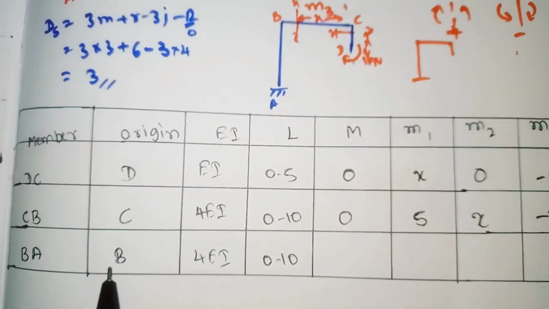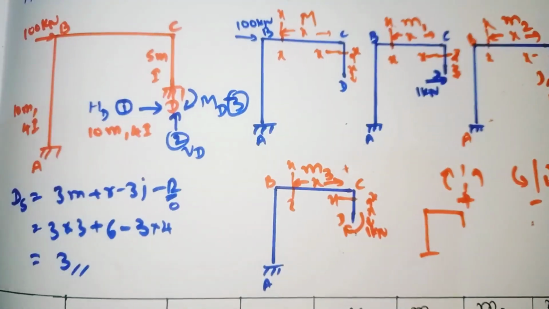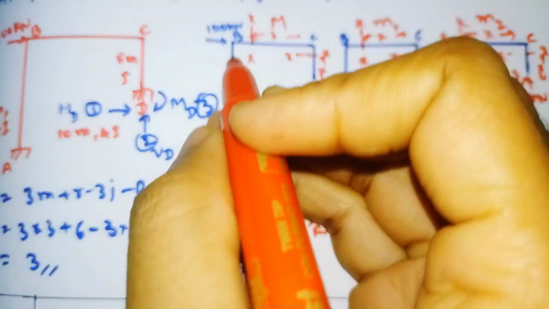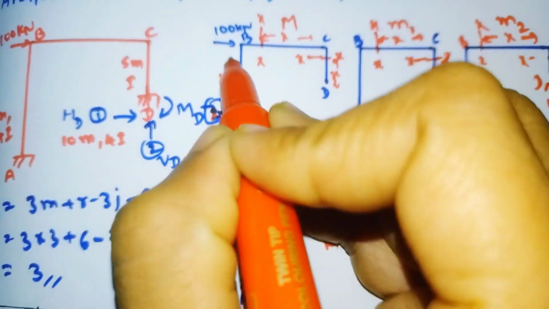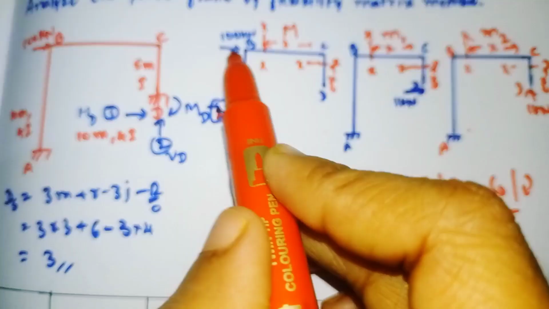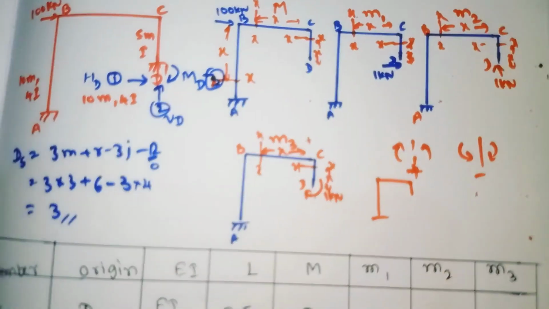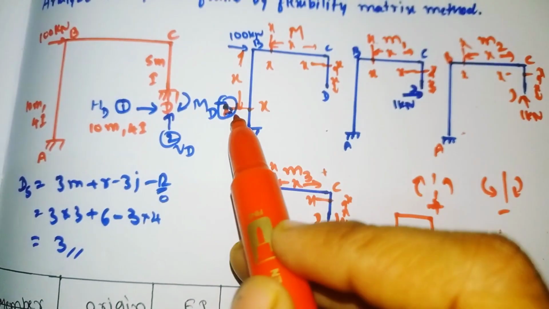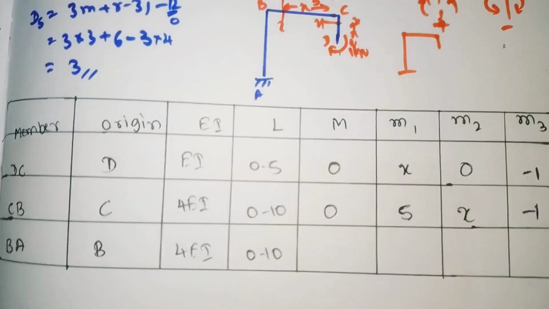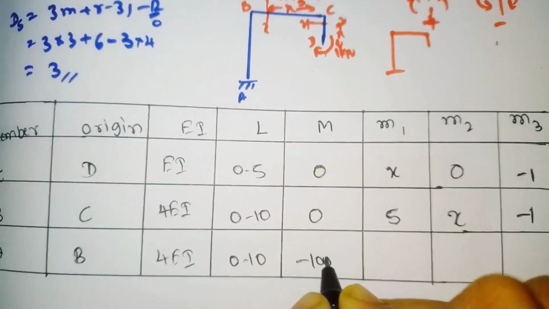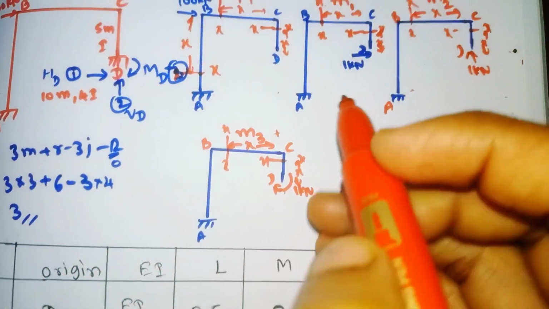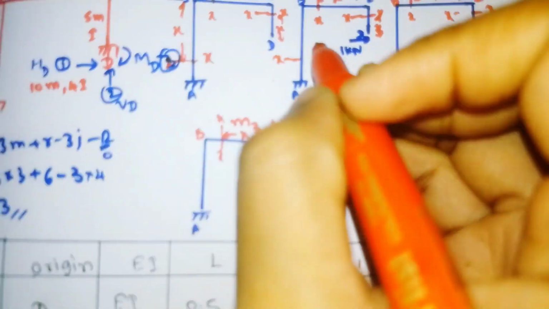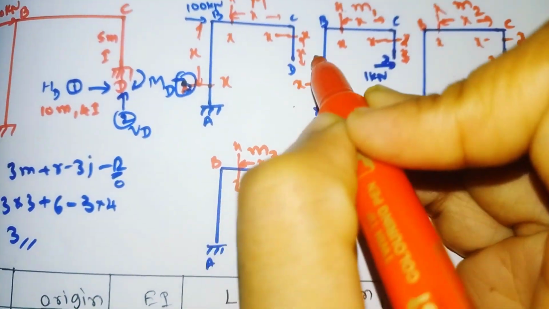For BA, we have taken B as the origin. So if you cut the section away from the origin B at a distance of x, the point load is acting downward. Moving downward means we need to take the negative. So at a distance of x, the moment M is -100 into x.